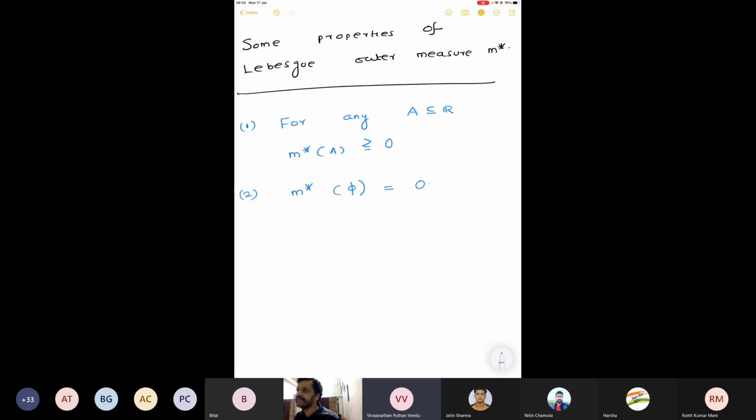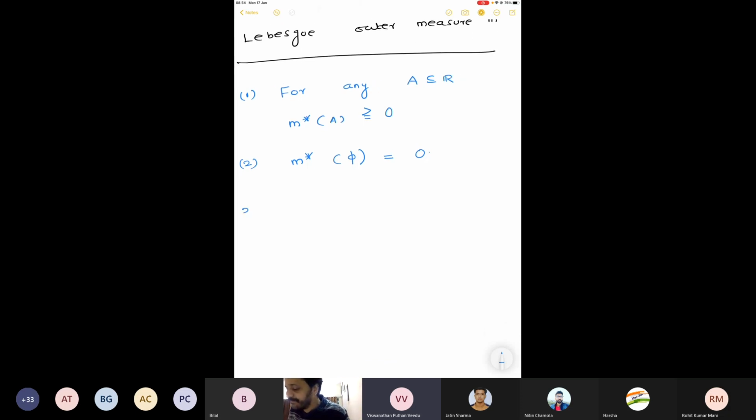Can you see where we are heading? First thing you see, M star of any A is greater than or equal to 0. Second one, I have recorded that M star of the null set is 0. What are these? These are desirable properties of a measure. But remember, I have not told what the corresponding sigma algebra is, etc. Those things will come later. Anyway, these are some properties I would like to record. The next one.